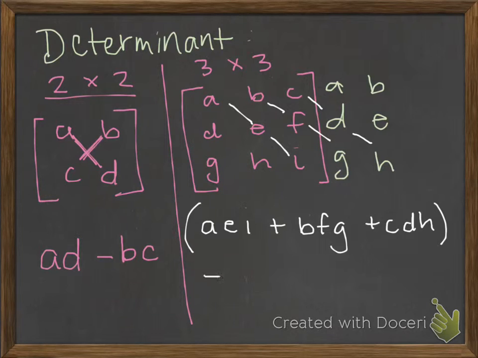Now we subtract, and now we're going to go the other direction. So going the other way, we're going to connect G, E to C. So that product is C, E, G. And we do A, F, H, and B, D, I.